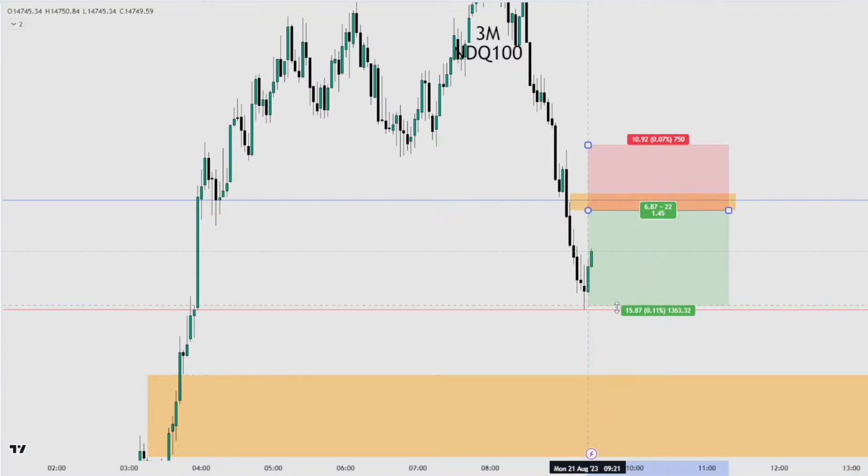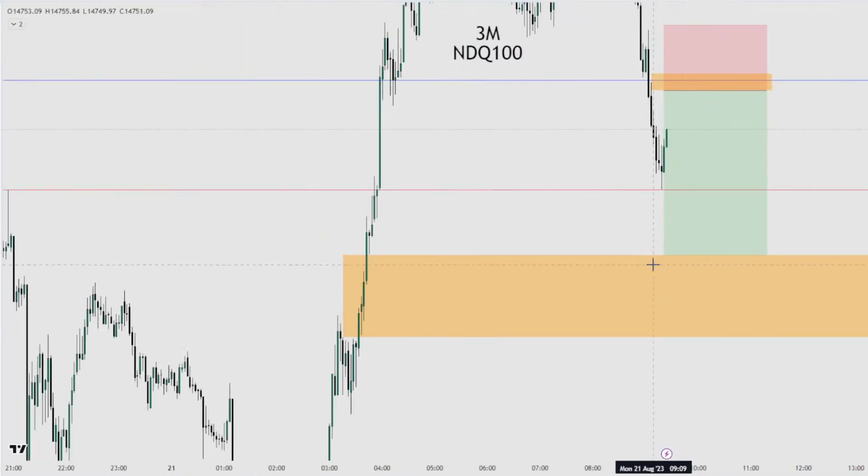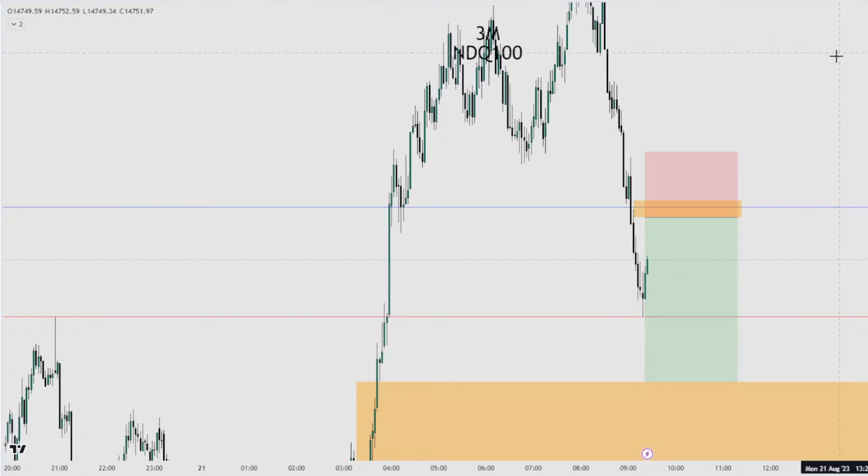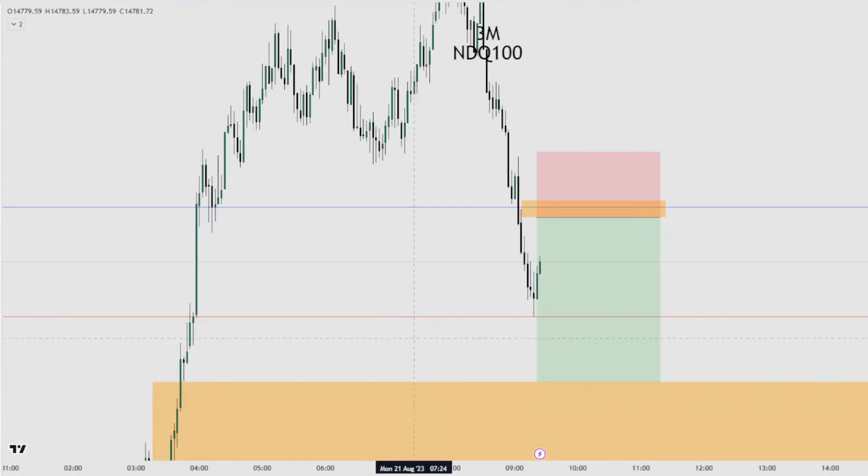Partial here, maybe at the 50%, and then at the low. Not sure. I'll manage that when I'm in a trade, because I want to see how the market reacts.